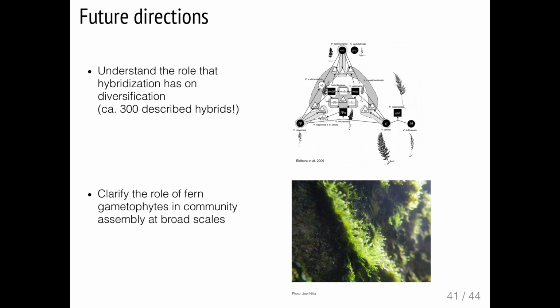So there are many more topics to further investigate using this remarkable study system. One is to understand the role that hybridization has on diversification. The ferns of Japan also include nearly 300 described hybrids, but I did not include those at all in this analysis. Additionally, I would like to know more about the role of gametophytes in community assembly at broad scales.